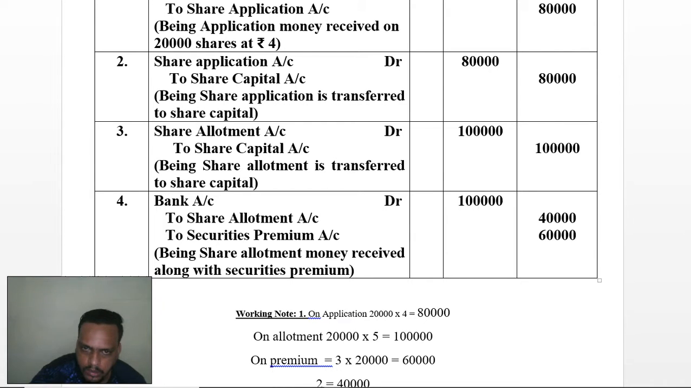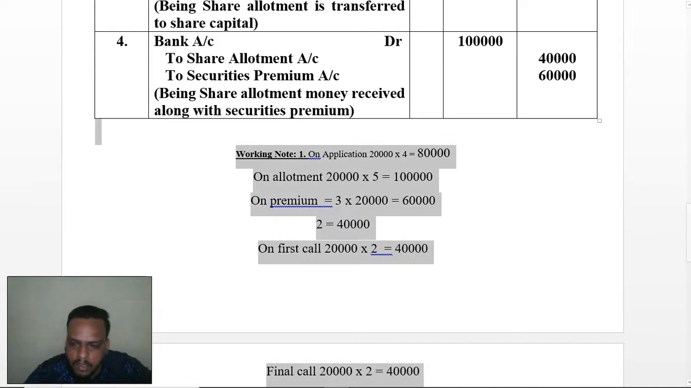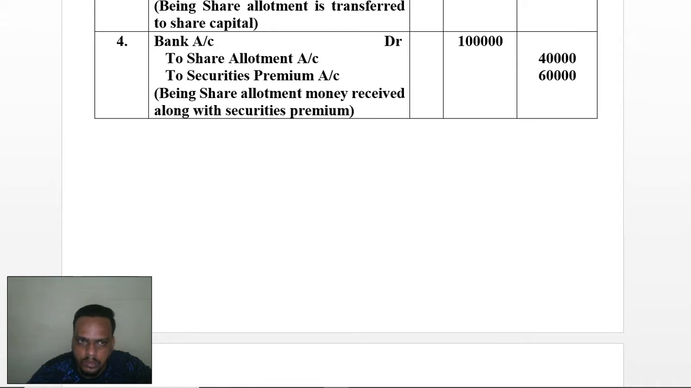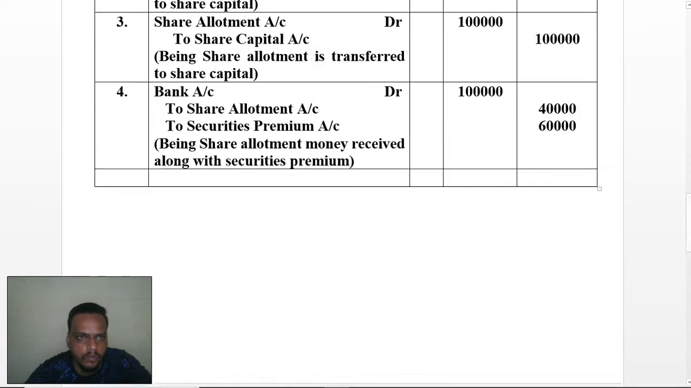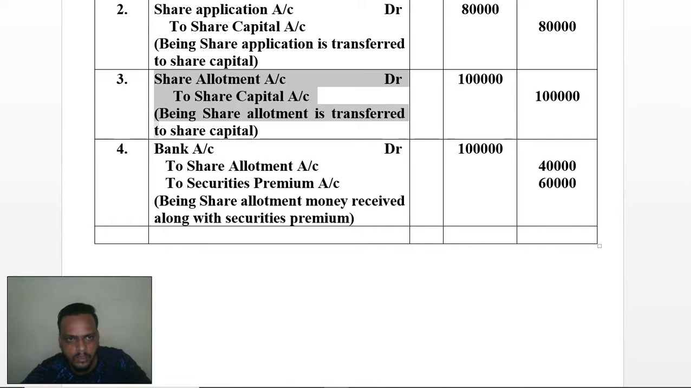Now we are going with the other part, which is first call. In first call you have to receive 2 rupees and the final call also has 2 rupees. So I am clearing that working note because I think we can go with the simple way. Let's begin with the first part. As the first thing, you have to do a transfer. So let's begin with the transferring part.